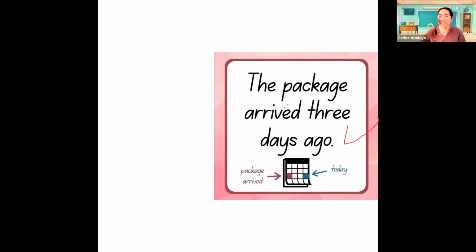But people say the package arrived 2 days ago. No. You have to count. This is what Americans do. Imagine that you work in a post office, you count the first day that the package arrived. But in Peru, for example, it was 2 days ago, just 2 days ago, because they don't count this day. This is a cultural difference between native speakers and people like me.